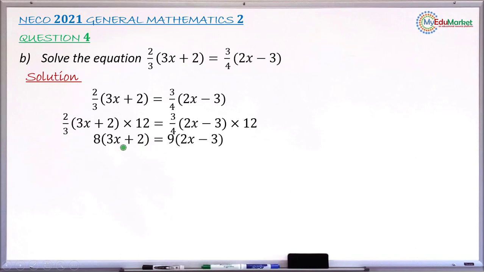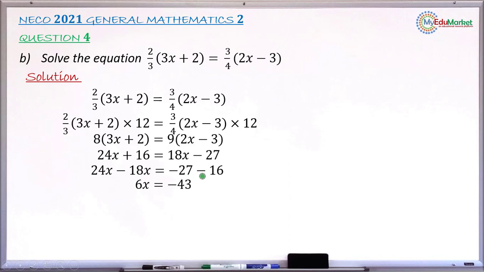So next is to expand the two brackets. That is 8 multiplied by 3x, 8 multiplied by 2. That gives answer 24x plus 16. 9 times 2x, that gives answer 18x. 9 times minus 3, that gives answer minus 27. So collecting like terms, all in x by the left and constant numbers by the right, you now have 24x minus 18x equals minus 27 minus 16. So 24x minus 18x, that gives answer 6x, and minus 27 minus 16, that gives answer minus 43.